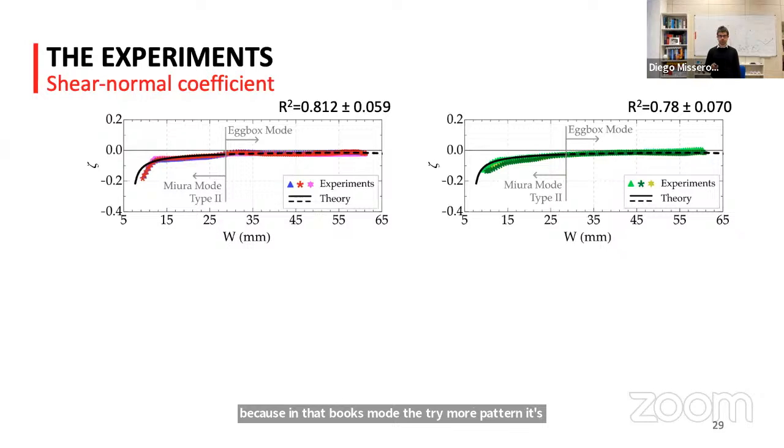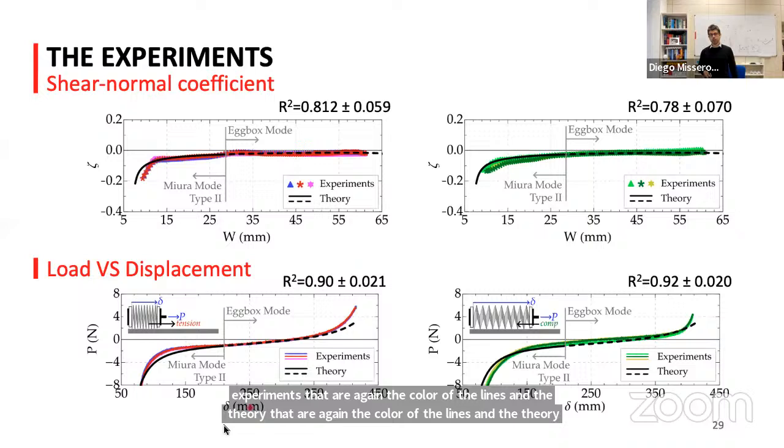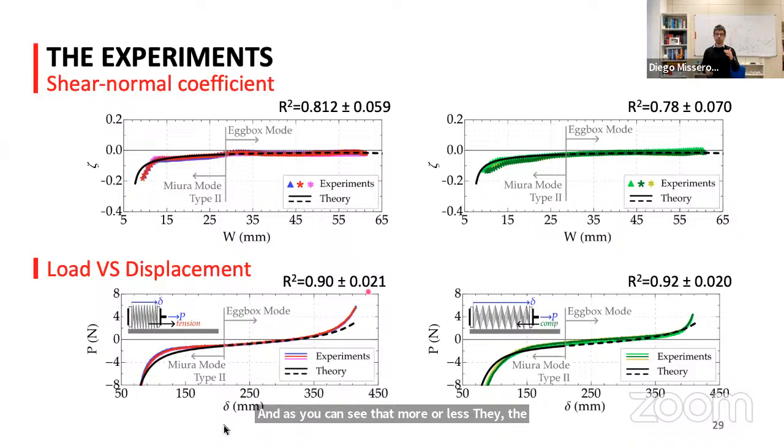Then we also try to validate the formula that we have developed for the load applied to the tessellation during the folding and unfolding process. Here you can see the experiments, again the colored lines, and the theory, the black lines reported here. As you can see, more or less, the theoretical formula is able to predict the experiments quite well. This is also evident by the R square coefficient reported here, that is not one, but is close to one. So it means that the theory is quite good.